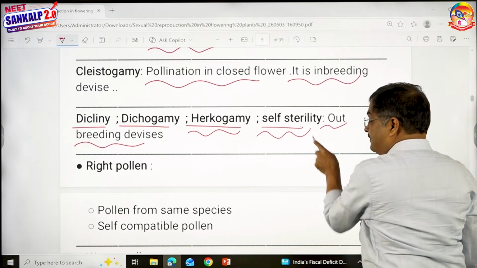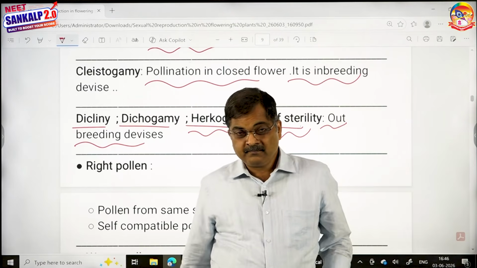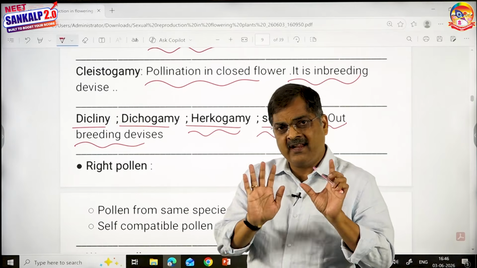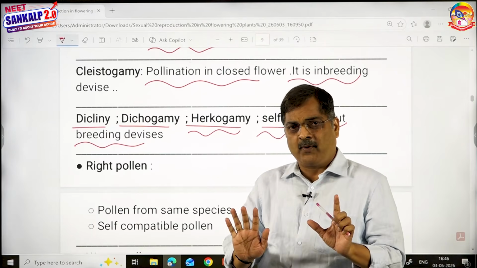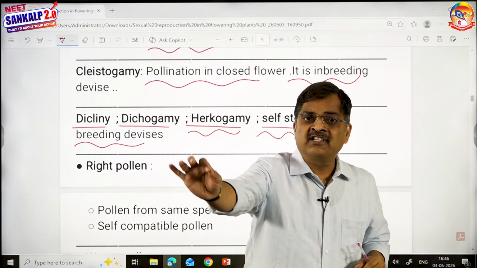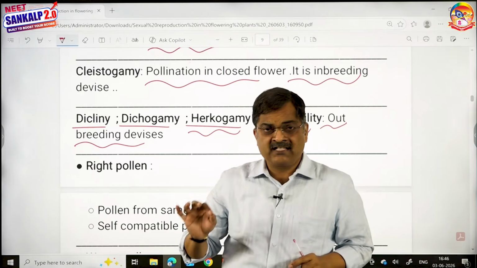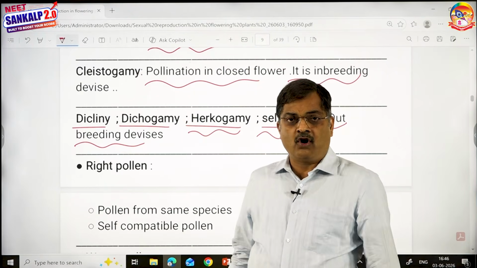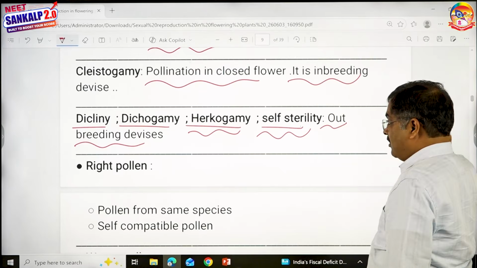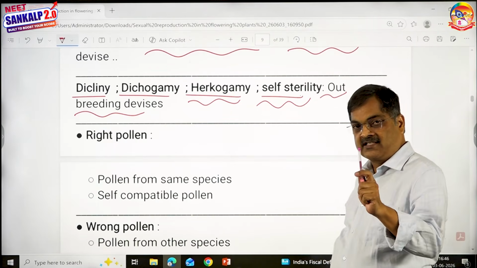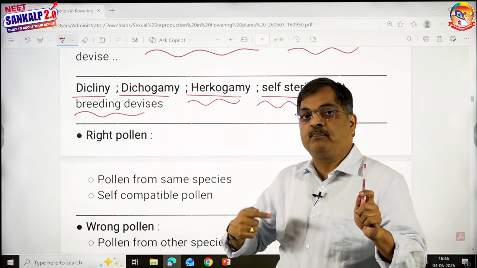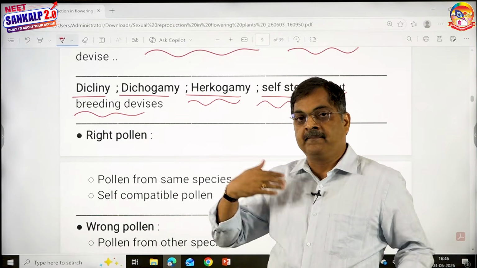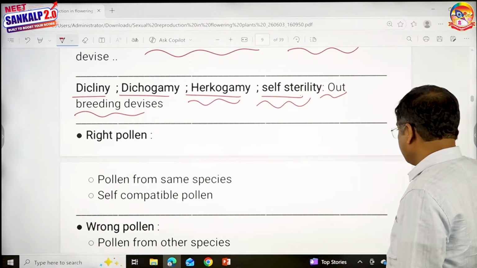This is very important. Self-sterility. I'm a plant, I have a flower. The pollen grains are viable. Pollen grains are not non-viable. They are viable pollen. But they germinate on the stigma of another flower only. They don't germinate on the stigma of the same flower. That is the meaning of self-sterility. All right, so these are all outbreeding devices. It means a methodology to promote cross-pollination and at the same time prevent self-pollination such that more variations are possible.